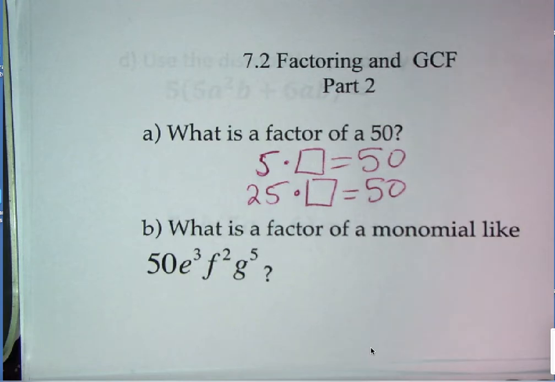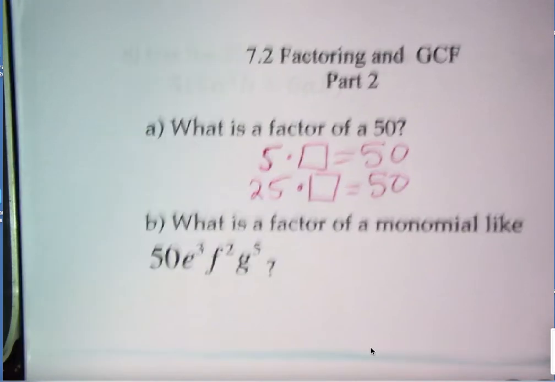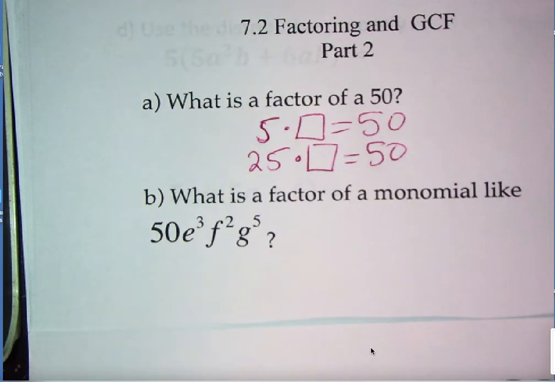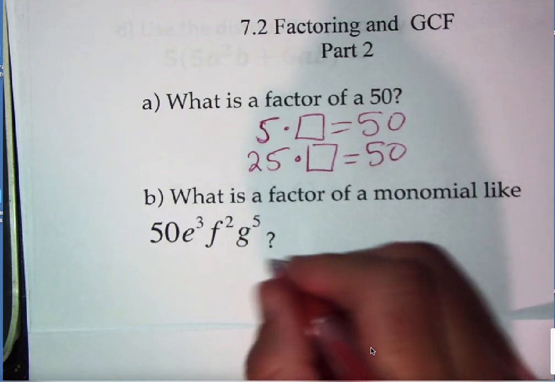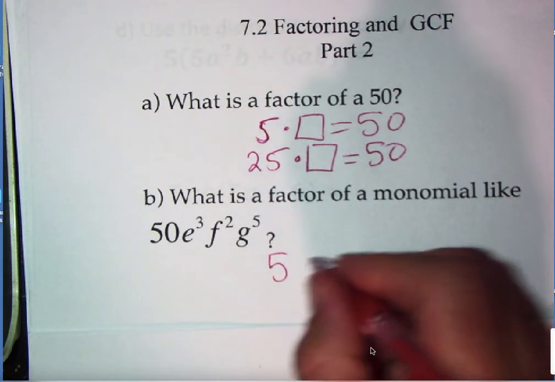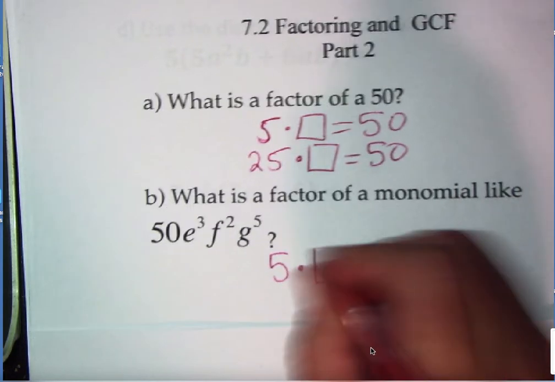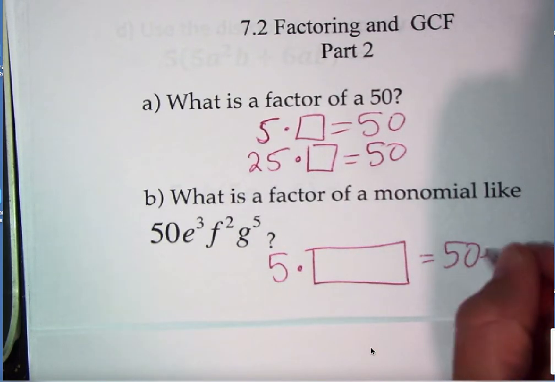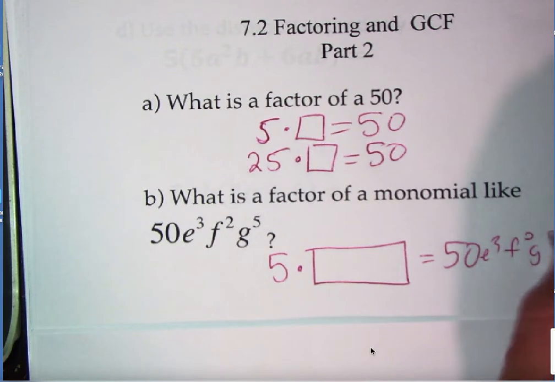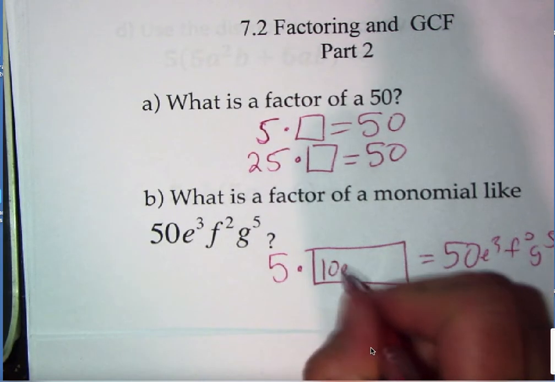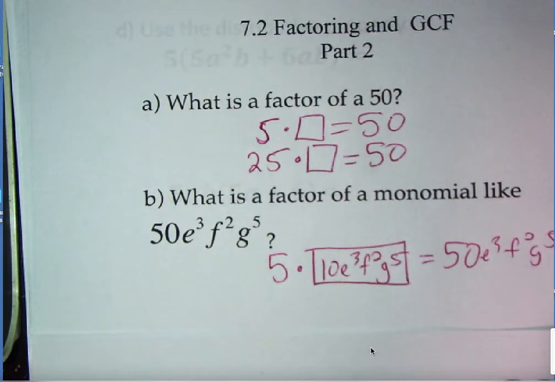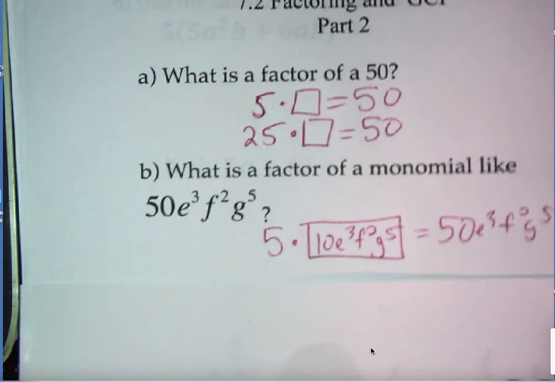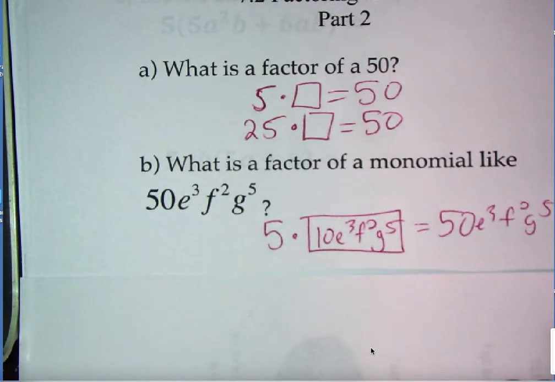So we started thinking of factors of monomials, right? Same idea. What times what equals this, right? And we thought we can think of a lot, right? We saw this. 5 is a factor because 5 times something will get us 50e to the third f squared g to the fifth. We did that. That'd be 10e to the third f to the second g to the fifth. This times this equals this. So 5 is a factor. And you could stretch it out and see all the prime factors of both. Cool. So that's what we've already done.